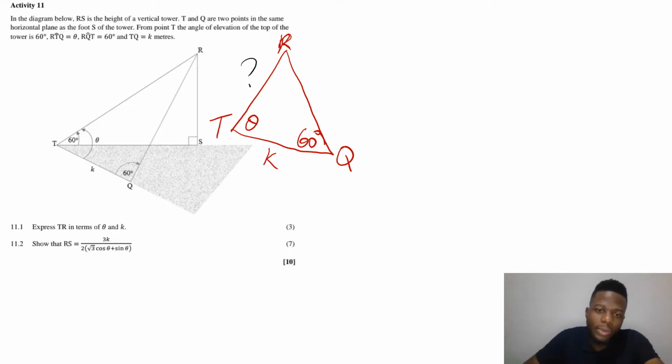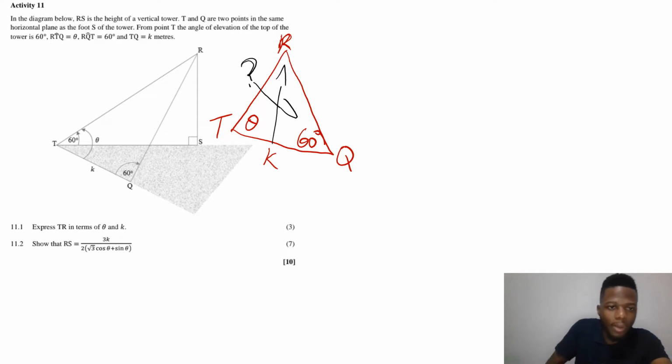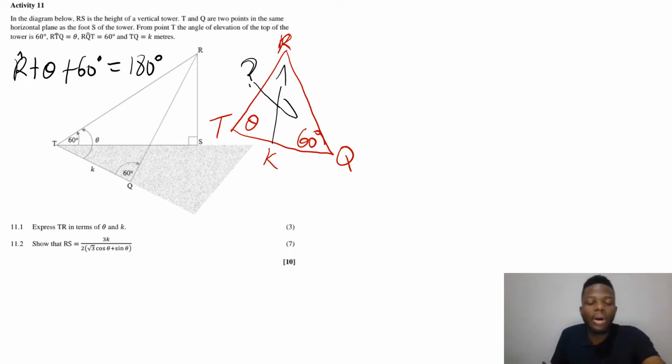So in sine rule, we have to check. We are looking for TR. So what is the opposite angle of TR? It's 60 degrees there. And then we also need to talk about K, because our answer must be in terms of K. The opposite angle of K or TQ is what? Angle R. So we must determine angle R because we're not given there. How are we going to determine angle R? We're going to say angle R plus theta plus 60 degrees.